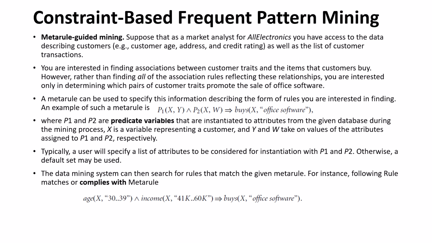The data mining system can then search for rules that match the given meta rule. For instance, the following rule matches or complies with the meta rule: age of X between 30 and 39 and income of X between 41,000 and 60,000, then X is going to buy office software.